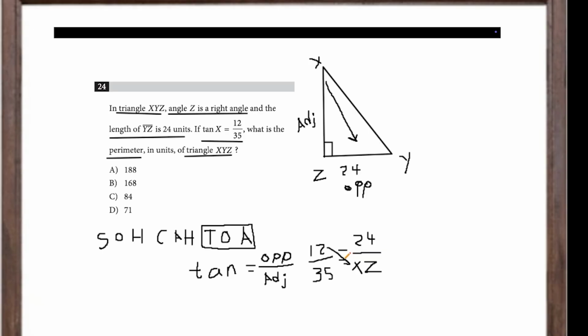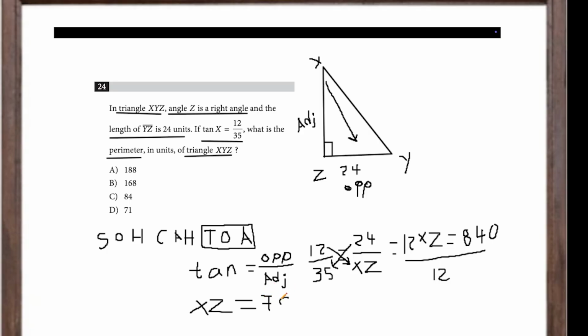Now we need to cross multiply. So 12 times XZ and 24 times 35. So you're going to have 12XZ is equal to 840. Now we're going to divide by 12 to create a two-step equation. So divide 12 on both sides. So XZ is equal to 70. And that's how we find our adjacent side.